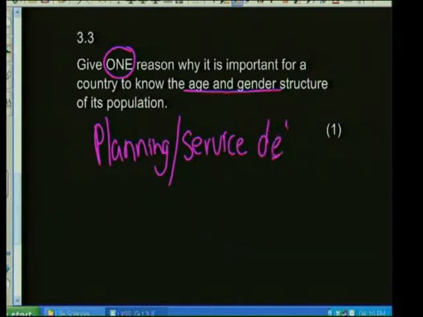If the government knows what the ages and the genders are, it's then able to provide certain services and knows exactly where those services are going to be needed. Is it in healthcare for babies? Is it in old age homes, looking after the elderly? That is what enables us to interpret that information.